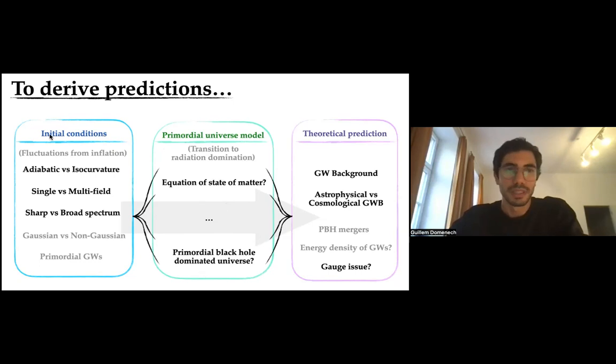And then, depending on the initial conditions and on the primordial universe, you will see some gravitational wave background. Now, there are questions like how you tell them apart from astrophysical ones, or what happens if they are buried inside the astrophysical signal. There is some interesting issue with the theoretical definition of the energy density of gravitational waves. I will not be able to talk about this, but if you are curious, I talk about it in the review. So these are the three pieces for computing induced gravitational waves.